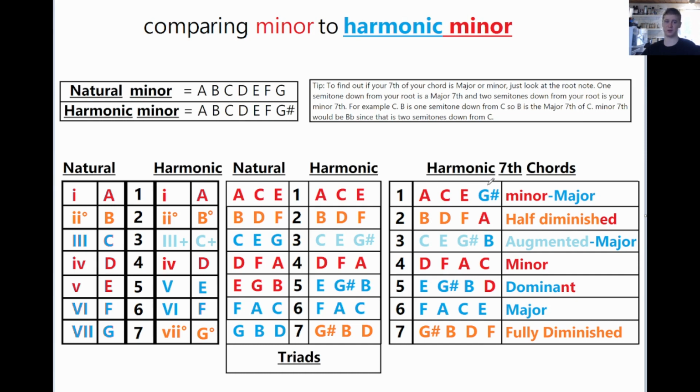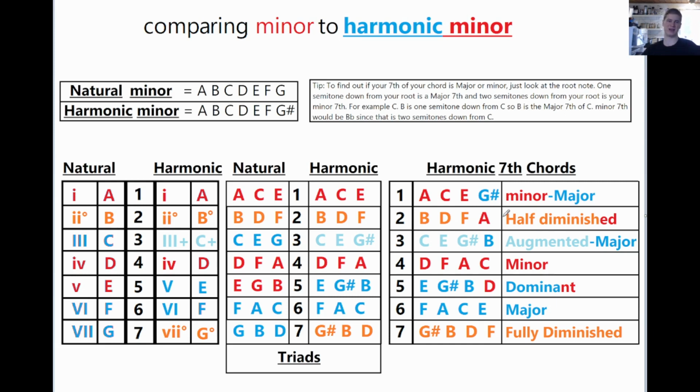A and G sharp, remember we can think G sharp is a half step away from A. So we have a major seventh. So when you have a minor triad with a major seventh on top of it, you're actually dealing with a minor major chord. And this is compared to, in our natural minor, we just have a minor seventh chord as our first chord.